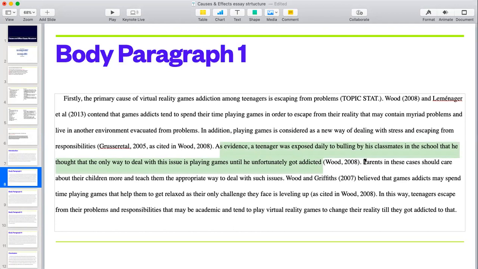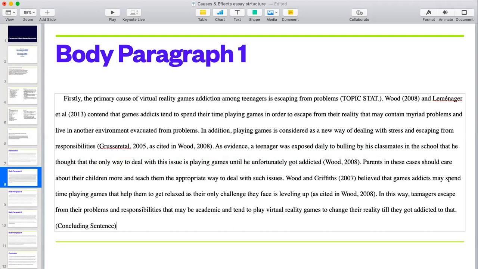Okay? Then, parents in these cases should care about their children more and teach them the appropriate way to deal with such issues. Wood and Griffins believe that games addicts may spend time playing games that help them to get relaxed, as the only challenge they face is leveling up. In this way, teenagers escape from problems and responsibilities that may be academic and tend to play virtual games to change their reality till they get addicted to it. Guys, what is the last sentence? What do we call this sentence? Concluding sentence. Very good.